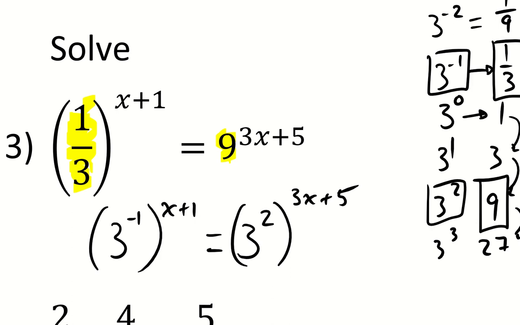So if I take a look at this, when I raise a power to a power, the key here is multiplication. So I'm going to have to multiply this 3 to that power times this. That's going to involve the distributive property. I'm going to multiply the 2 times this exponent. So I'll rewrite this again.